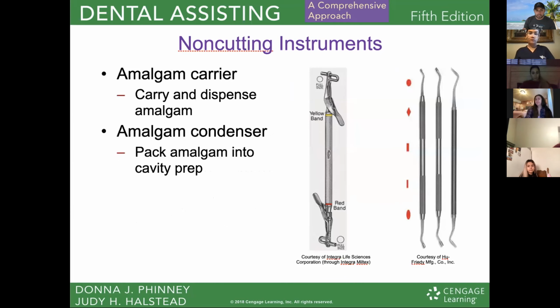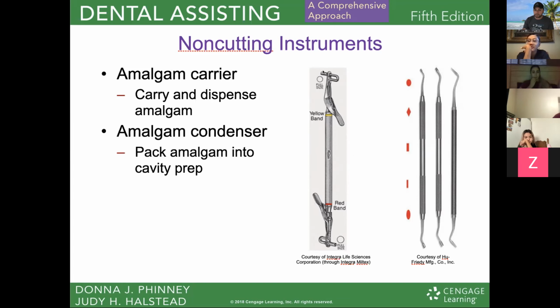Another non-cutting instrument is an amalgam carrier. As we go into Den 170, which is dental procedures, we will learn how to use an amalgam carrier. These are used to carry and dispense amalgam, and they work the same way that an ice cream scooper works. We have two hollow ends here. There'll be a full size here, and then usually a smaller size. So they usually have two different sizes of cylinders.